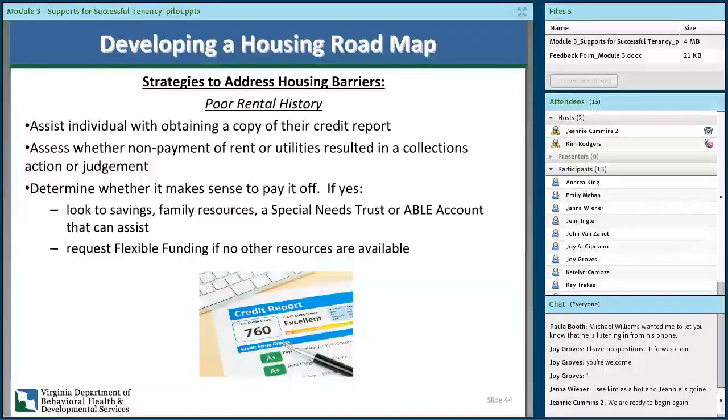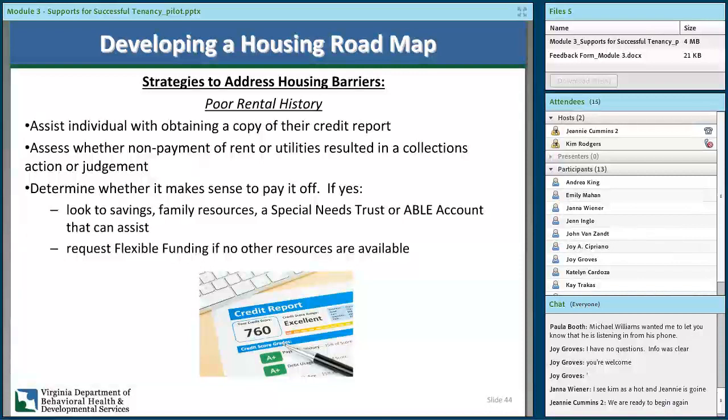Next, let's look at the strategies to address the barrier around poor rental history. So a poor rental history might include lease violations, evictions, judgments, or non-renewals of leases. If the tenancy screening revealed any of these circumstances, consider the following strategies.